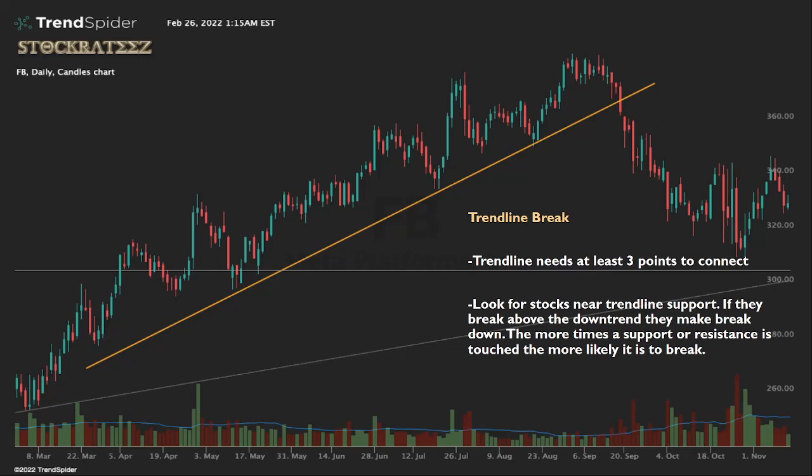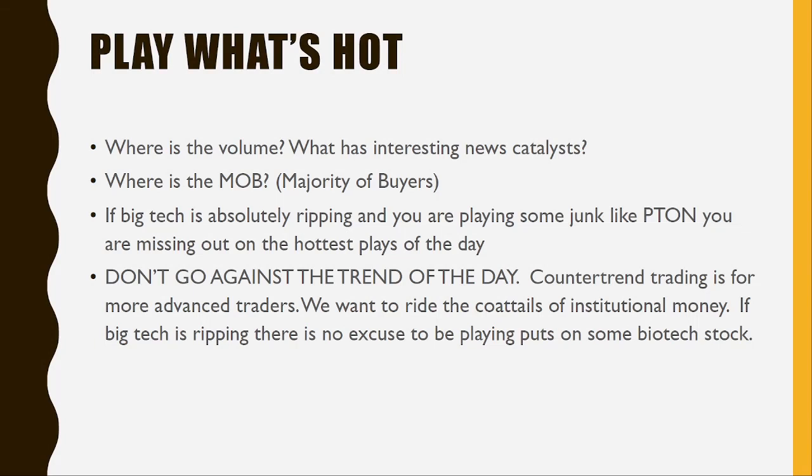And then keep in mind that the more times a support or resistance is touched, the more likely it is to break through that level. We also want to play what's hot. Where's the volume? What has interesting news catalysts? Where's the mob? The mob is the majority of buyers. Where are they looking to park their money for the day?